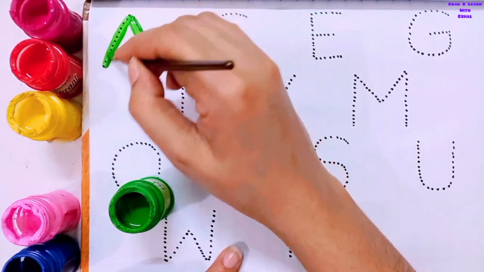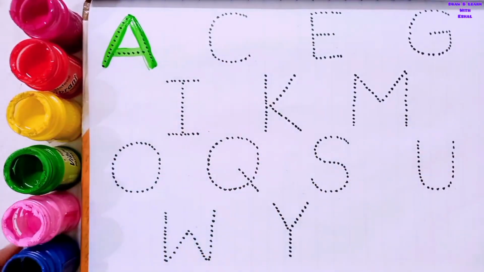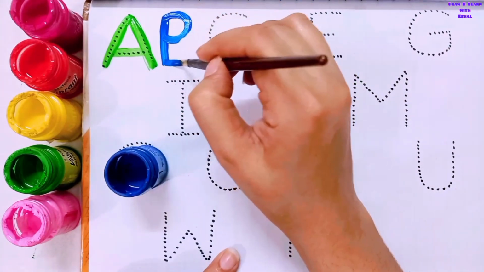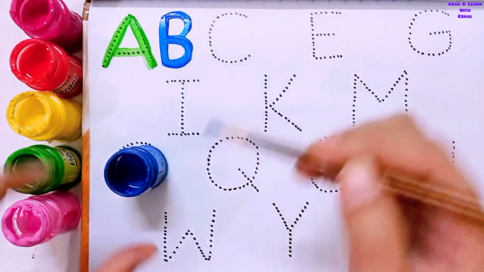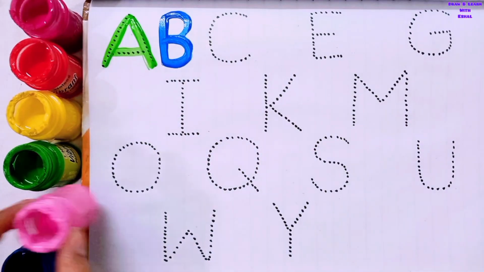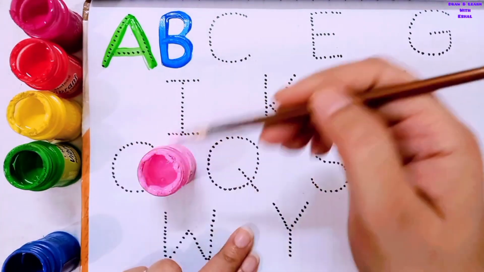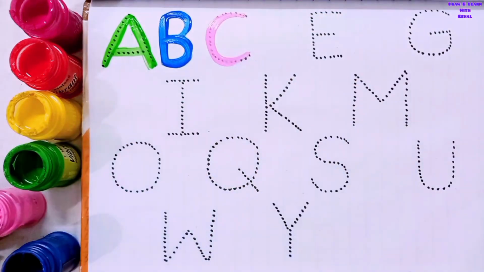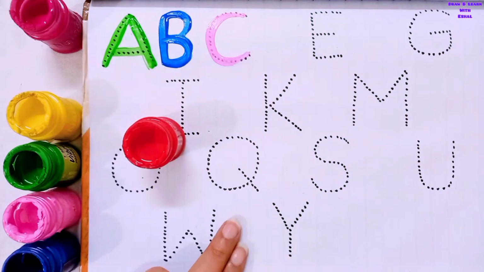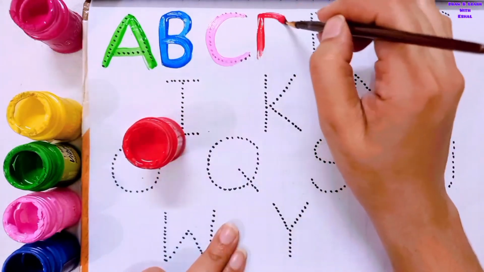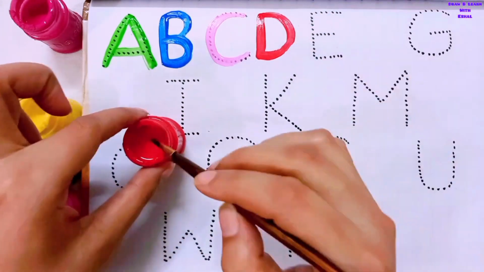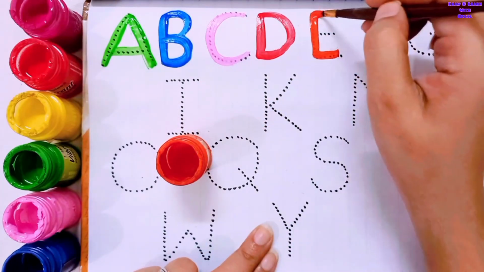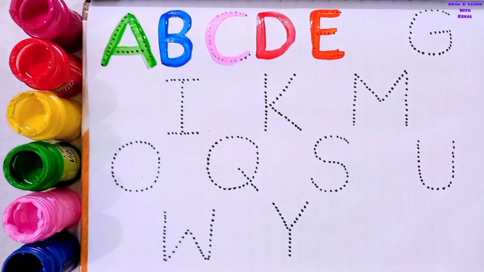A for apple. A for aeroplane. B for ball. B for book. C for cat. C for cup. D for dog. D for duck. E for elephant. E for egg.